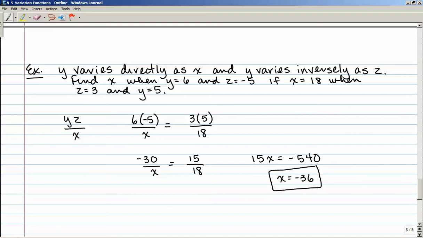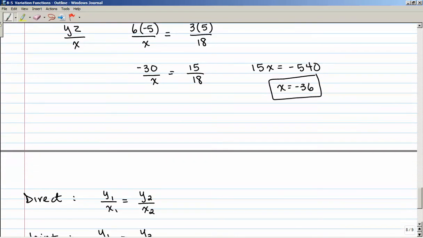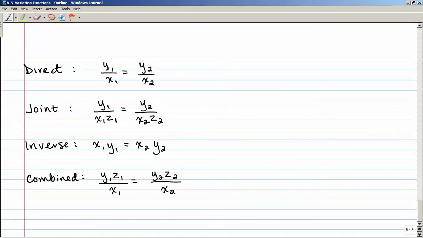So in this lesson we looked at 4 different types of variation, and here's a little summary of each. Direct variation is y over x. Joint variation is y over x times z. Inverse variation is x times y. And combined variation is y times z over x.